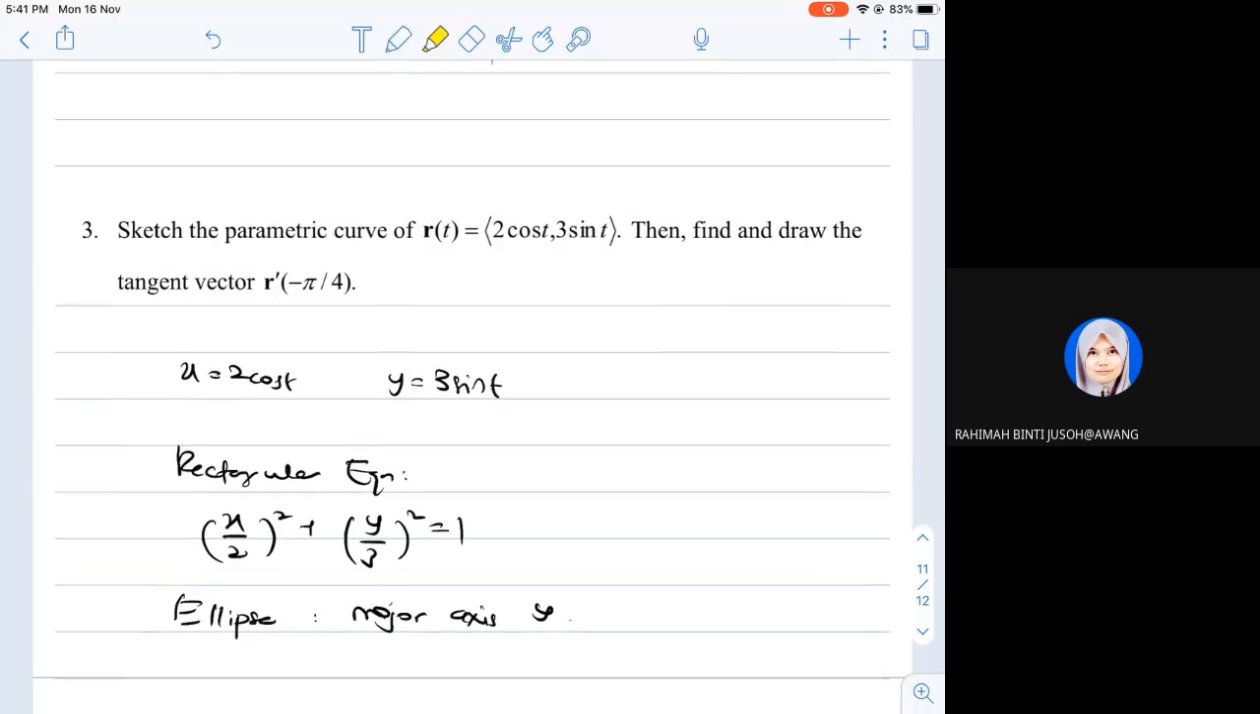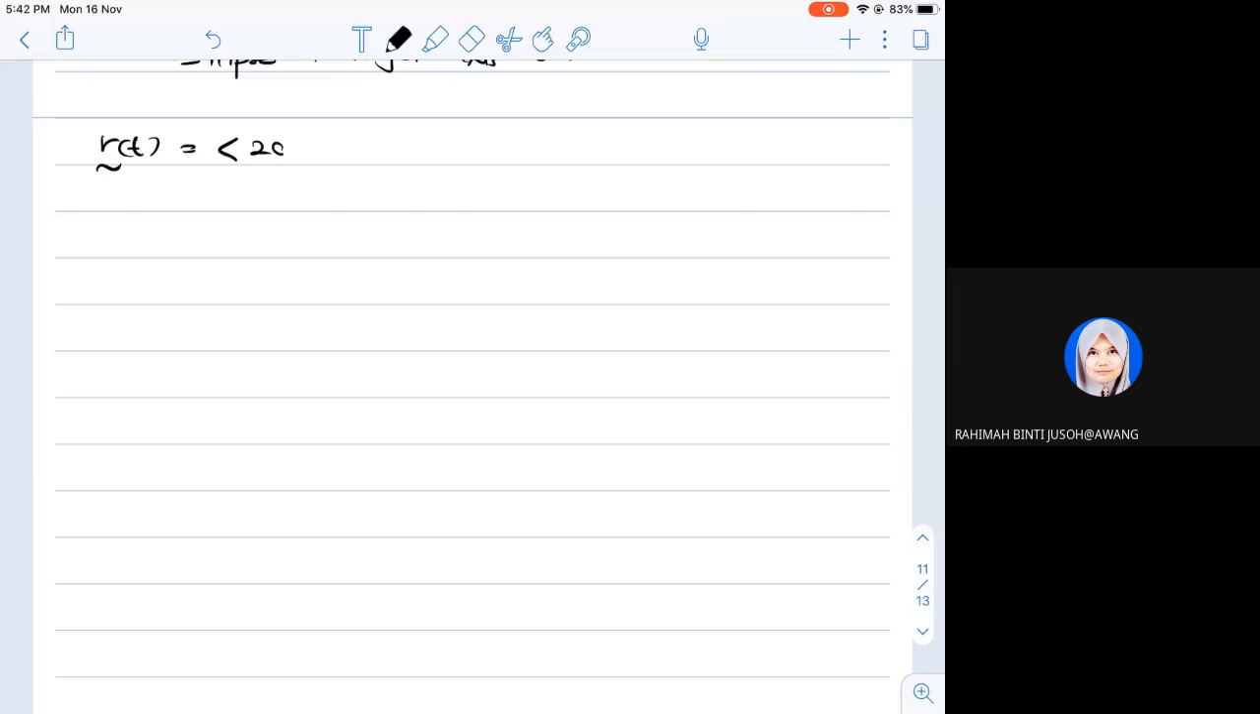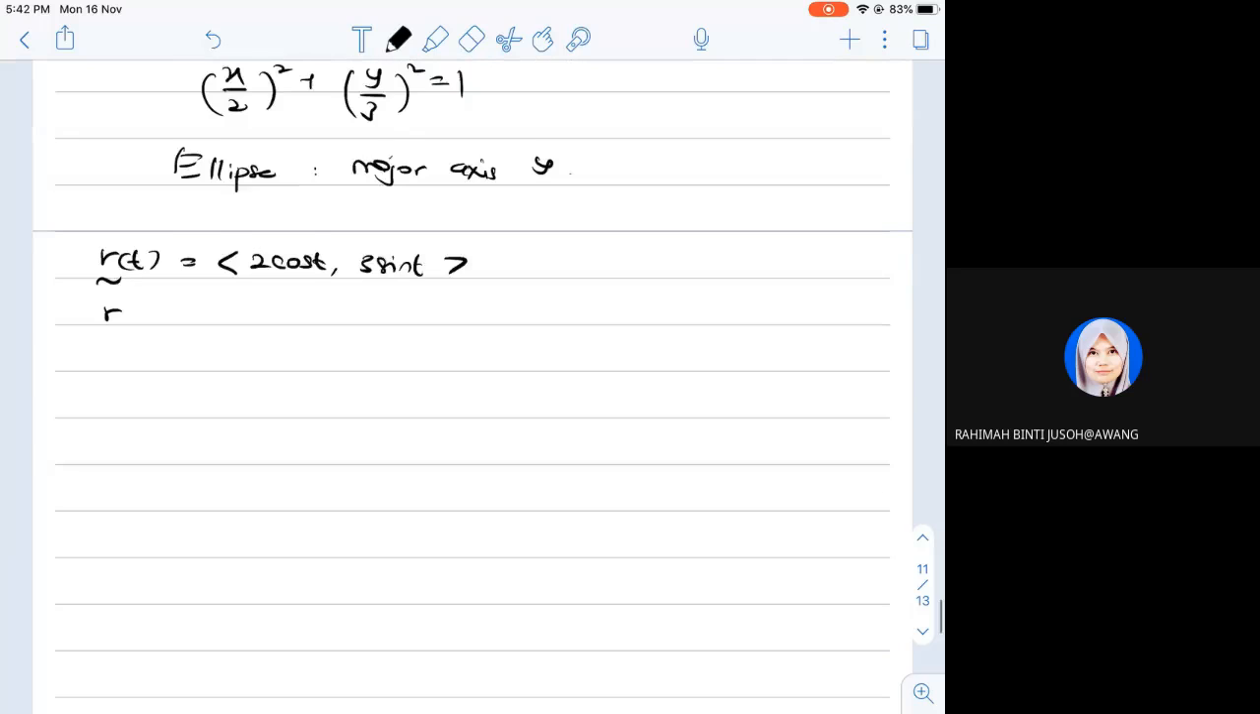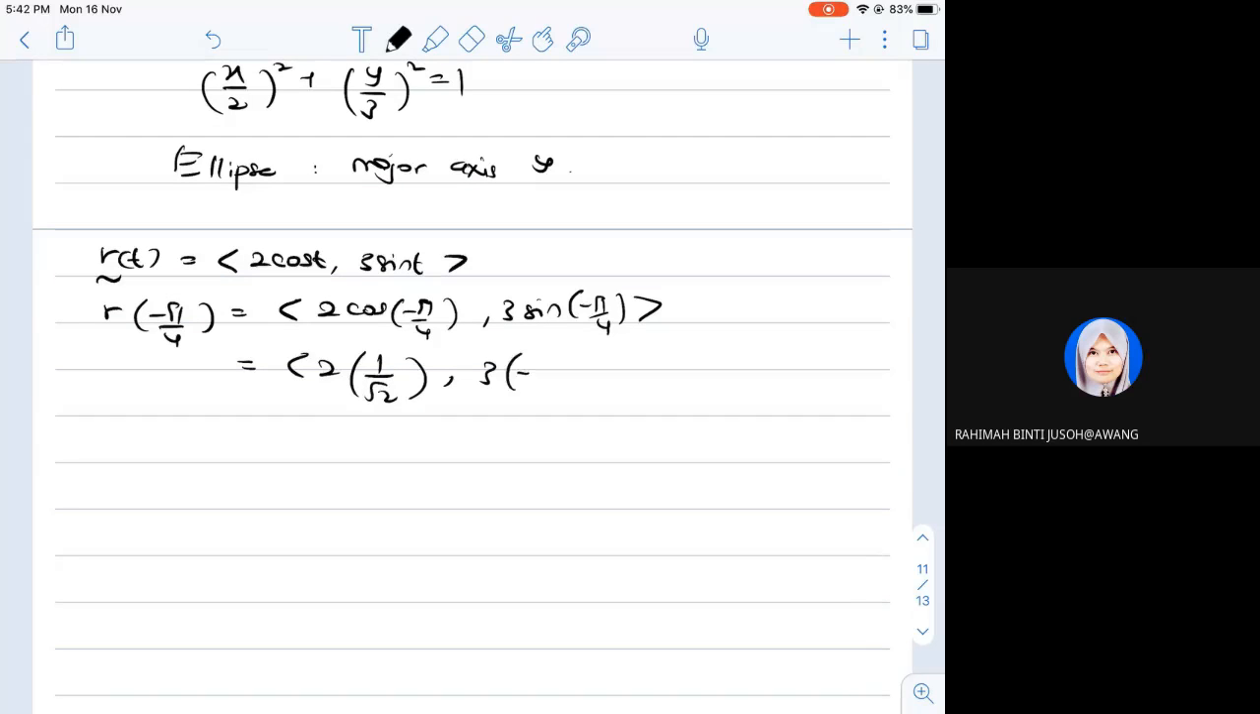Dia punya t sekarang ni negatif pi over 4. Okay, the values of t is negative pi over 4. So we have R(t) equals to 2 cos t, 3 sin t. So substitute the values of negative pi over 4 lah. So we have 2 cos negative pi over 4 and then 3 sin negative pi over 4. So we will have 2 multiplied by cos positive 1 over square root 2, and then 3 sine negative pi over 4 should be negative 1 over square root 2.